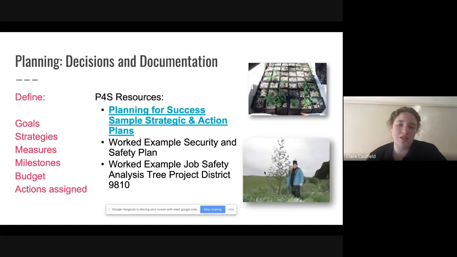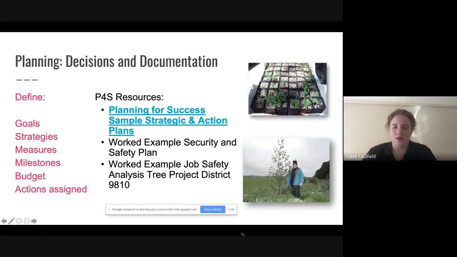There's some of our measures. Milestones are about time. At what time of the year are we going to do this? At what time of the year are we going to do that? Budget is about money. And then actions are assigned to specific people. I'm now going to open up this document here, which is a giant Excel spreadsheet that is full of worked examples and templates for a lot of those different plans that we talked about earlier.